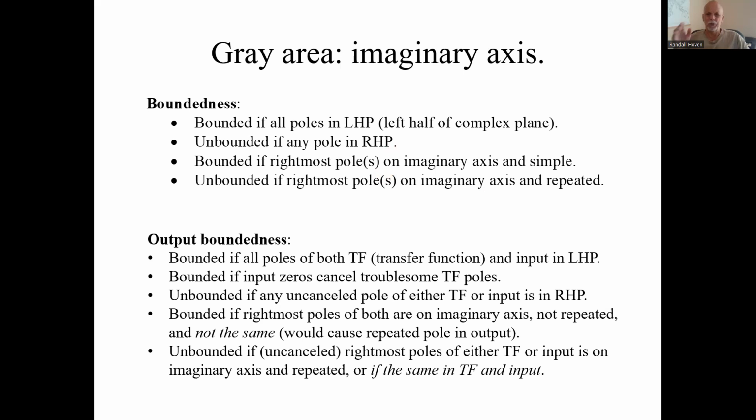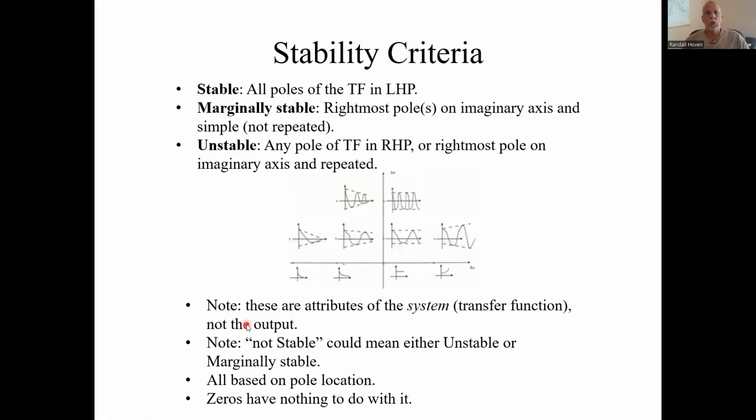If its rightmost poles are on the imaginary axis, it'll be bounded if they're simple, bounded in the sense that it's just a constant or constant amplitude sinusoid. But if that pole is on the imaginary axis and repeated, if any such pole exists, then that signal is unbounded. We can go through some of the logic, but I'm not going to go through all of this. I'm just going to summarize how we're going to characterize it, the easy way to characterize a system.